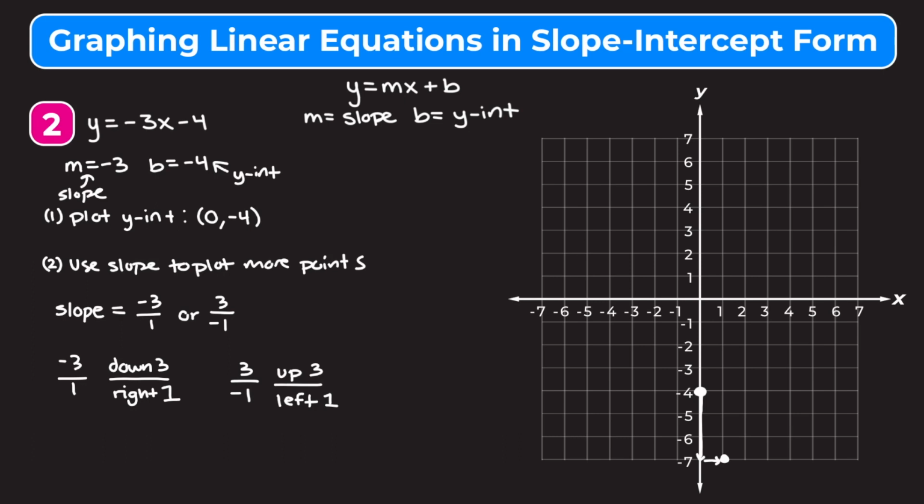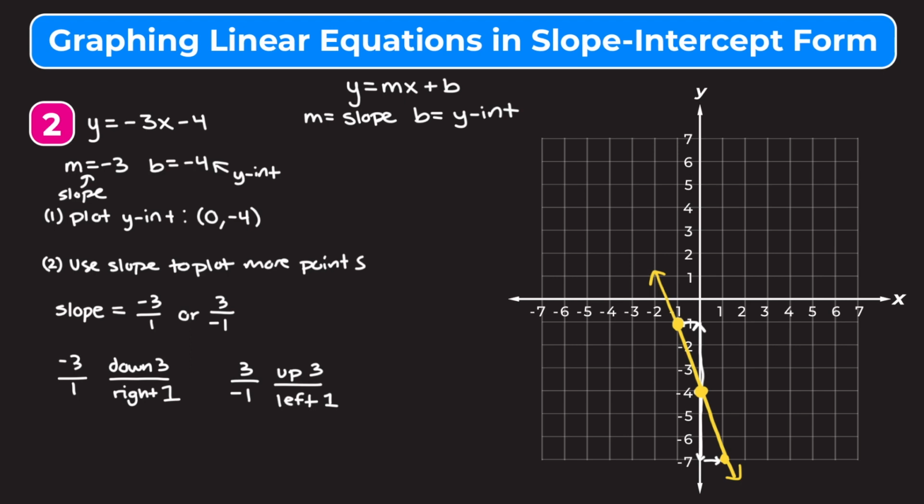So now let's go back to our y-intercept and we're going to go up 3 and to the left 1. And we'll get a point right here. And let me just put these in yellow. And I'm just going to do 3 points for this line. And we're going to draw a straight line through these points. So that is how we graph the equation y equals negative 3x minus 4.